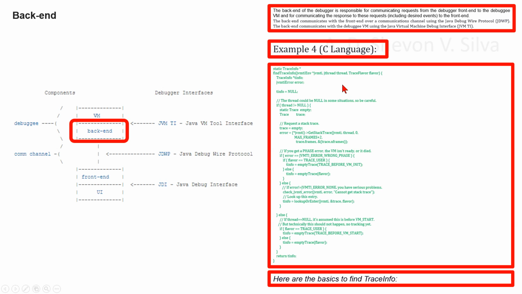A tag is any 64-bit value. Along with the trace info struct is support code to create a hash table for quick lookups. Because the creation or lookup of trace info will probably consume much application time when this agent is activated, speed and efficiency are important. Here are some basics to find trace info.